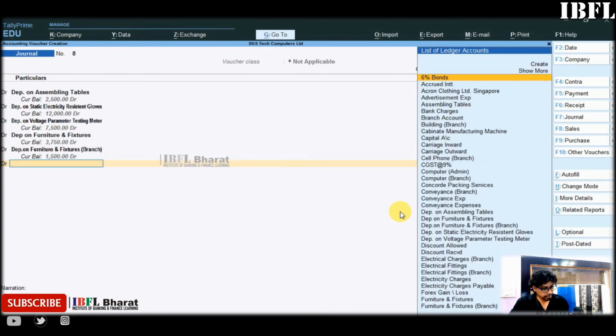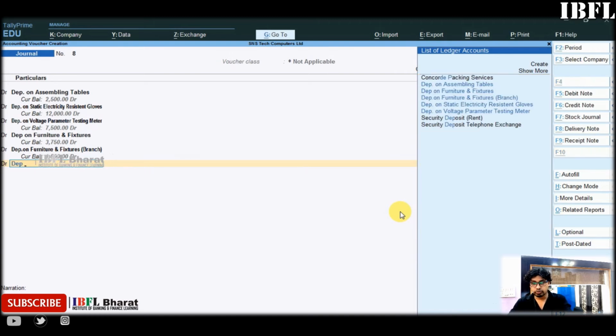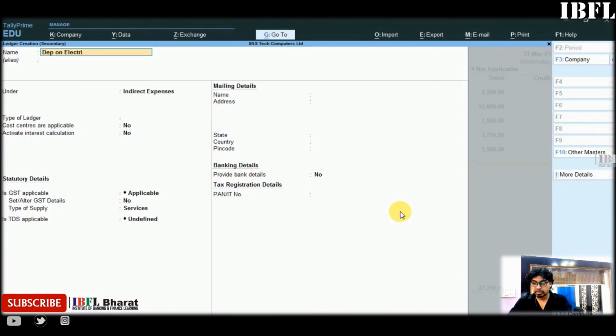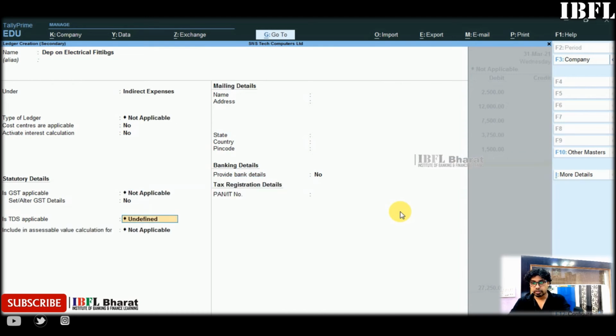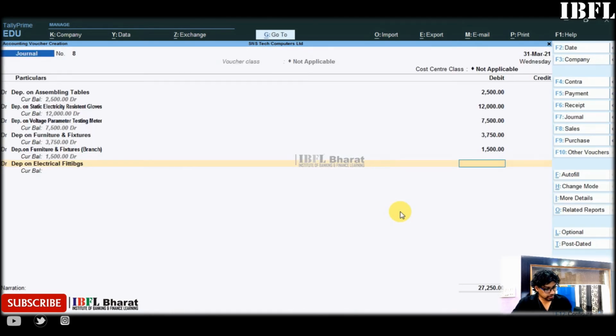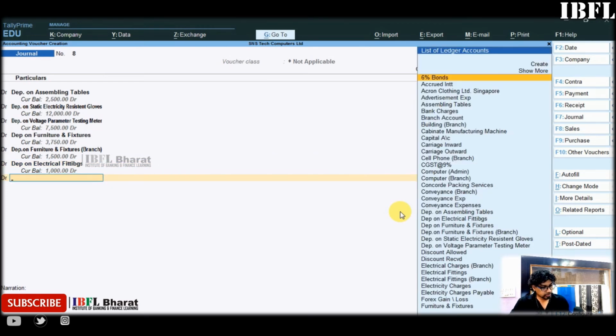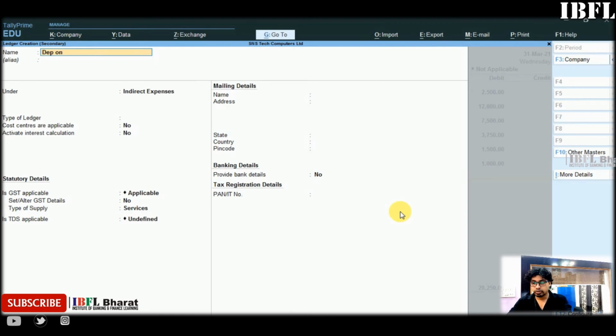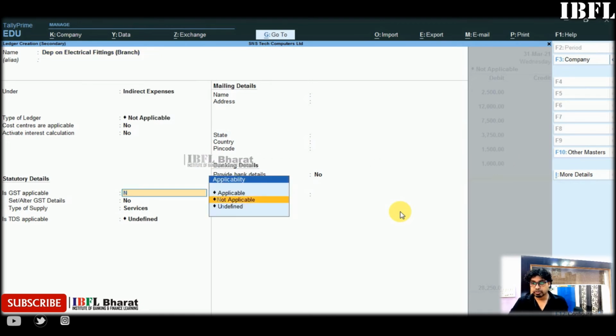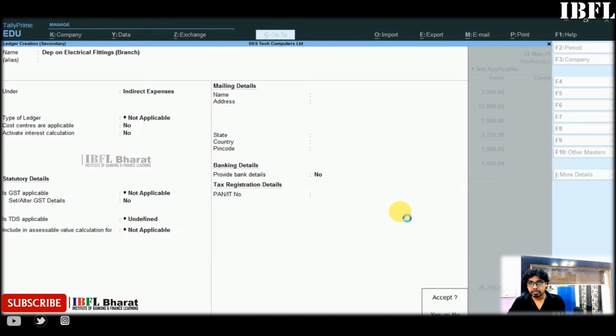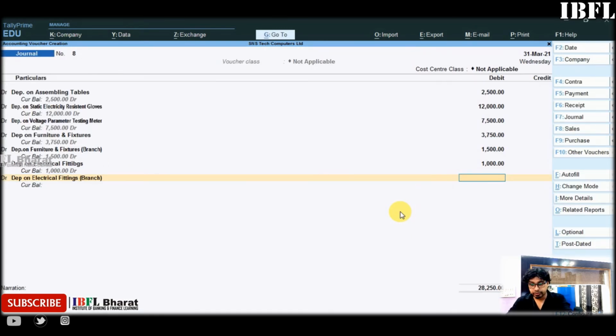Again DR. Tap on electrical fittings. Press Alt C. Tap on electrical fittings. Not applicable. Okay. Tap on electrical fittings. It is 1,000 rupees. Next DR. Next electrical fittings branch. Alt C. Tap on electrical fittings branch. Instead of applicable, take not applicable. Press accept. It is 500 rupees.